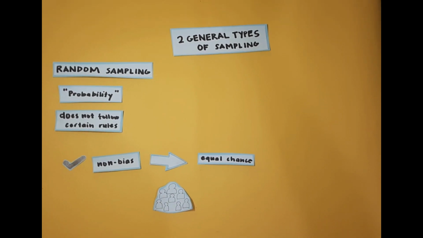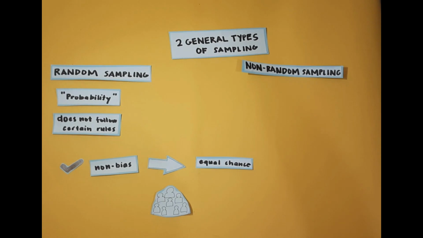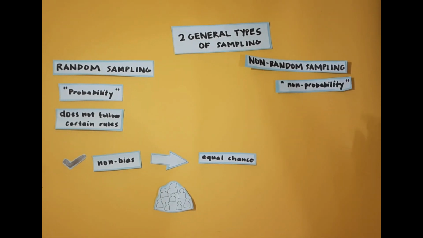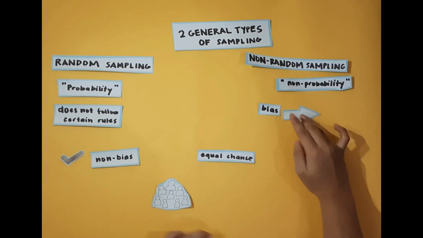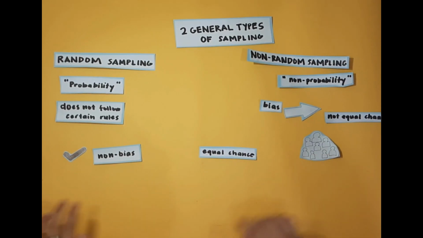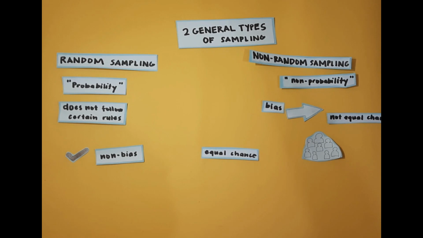The second general type is non-random sampling, also known as non-probability. This general type is biased and everyone does not have an equal chance of being selected. This method can only be used in special cases. So, that's the 2 general types of sampling. We will now proceed to the 6 types of sampling techniques and methods.